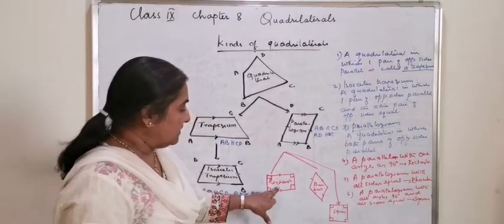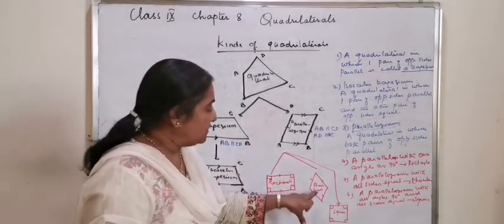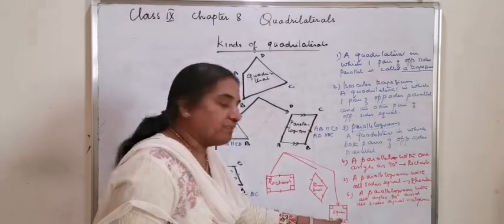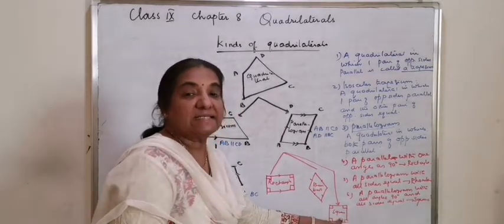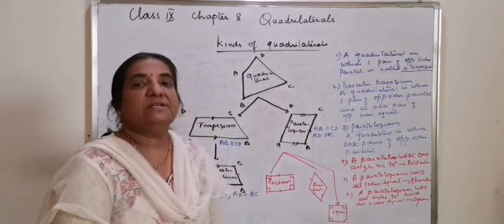A parallelogram with one angle 90 degree is a rectangle. A parallelogram with all sides equal is a rhombus, and a parallelogram with all angles 90 degree and all sides equal is called a square.